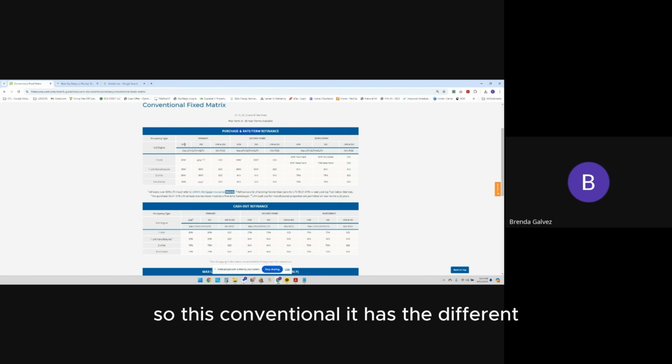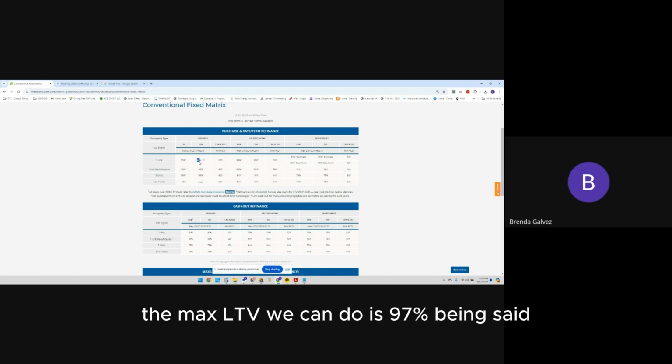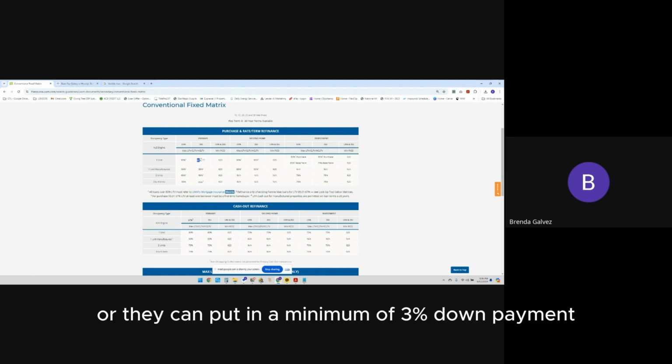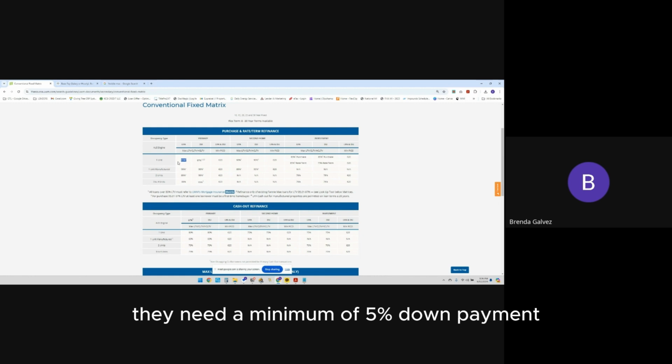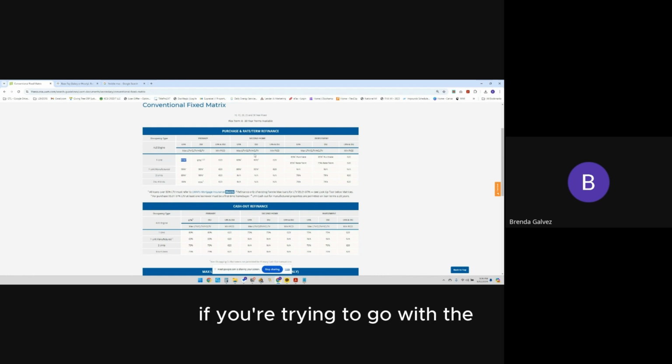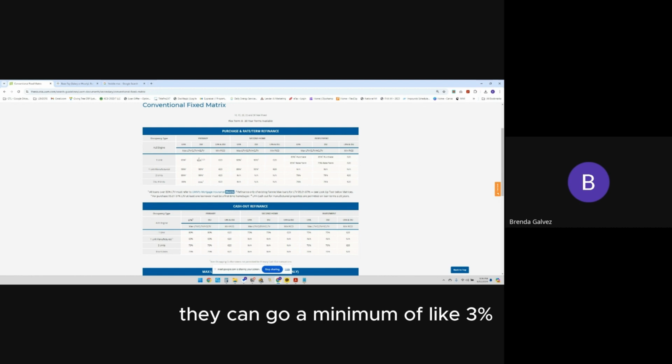So this conventional has different LTVs depending on the unit. For a primary home with one unit, so a condo or a single family, the max LTV we can do is 97%. That being said, if it's a purchase, they can put in a minimum of 3% down payment. If you're going with the LP, they need a minimum of 5% down payment. Now, for that same single family, if you're going for a second home or an investment, that changes. The LTV for a second home, whether it's LP or DU, needs a minimum of 10% down, versus the 3% we could do with DU.